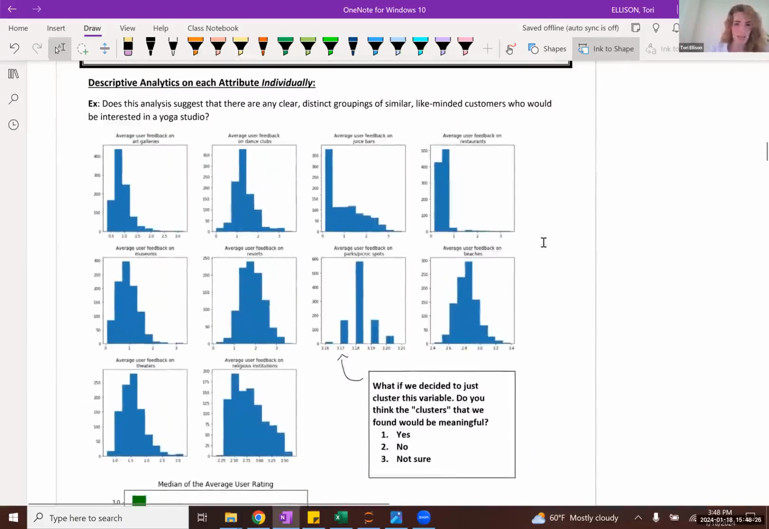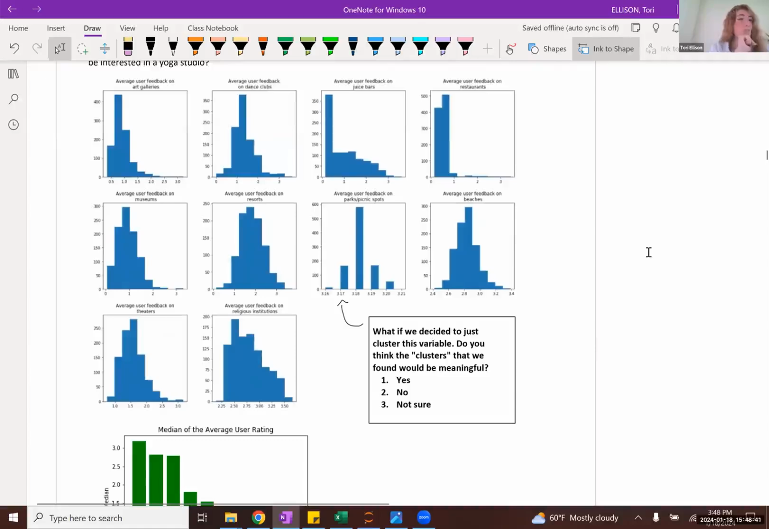So for instance, we can take a look at the histogram for each of the travel destination types. So, average rating for art galleries, dance clubs, and so on and so forth. So far, nothing looks too suspicious yet, except for perhaps this histogram here. So let's think about this. Let's just say, for instance, we decided we only wanted to cluster just this variable. So just throw out the remaining variables and just cluster this into like-minded groups.